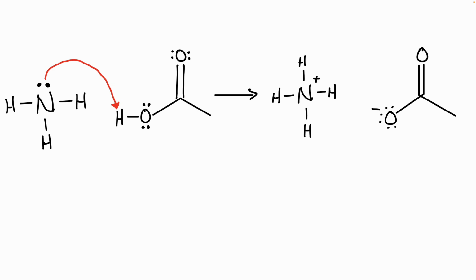Am I done? No, because I also have a bond that's being broken in this reaction, right? What bond is being broken? The hydrogen-oxygen bond. And where is that bonding pair going to go? It's going to become a lone pair on my oxygen, right? So this hydrogen-oxygen bond is going to break, and oxygen will be the one to accept that lone pair. Okay, so again, we got our bond formation arrow, and we have our bond breaking arrow.